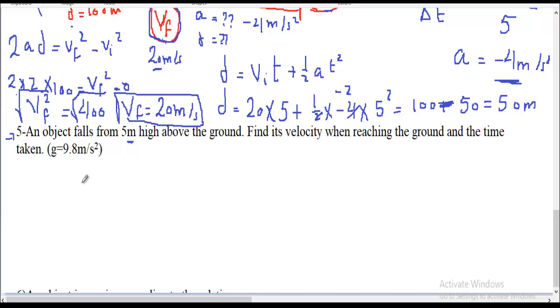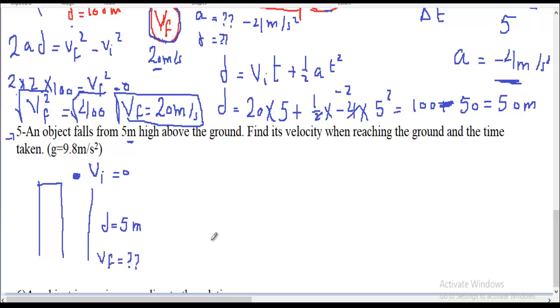An object falls from, okay, for example, we have a building. An object falls, objects like a ball. When I say the object falls, it will fall from rest, so Vi here equals 0. From 5 meters high, so this is a displacement. The height here is a displacement above the ground. Find its velocity, so he needs the final velocity. This is unknown. When reaching the ground and the time taken.